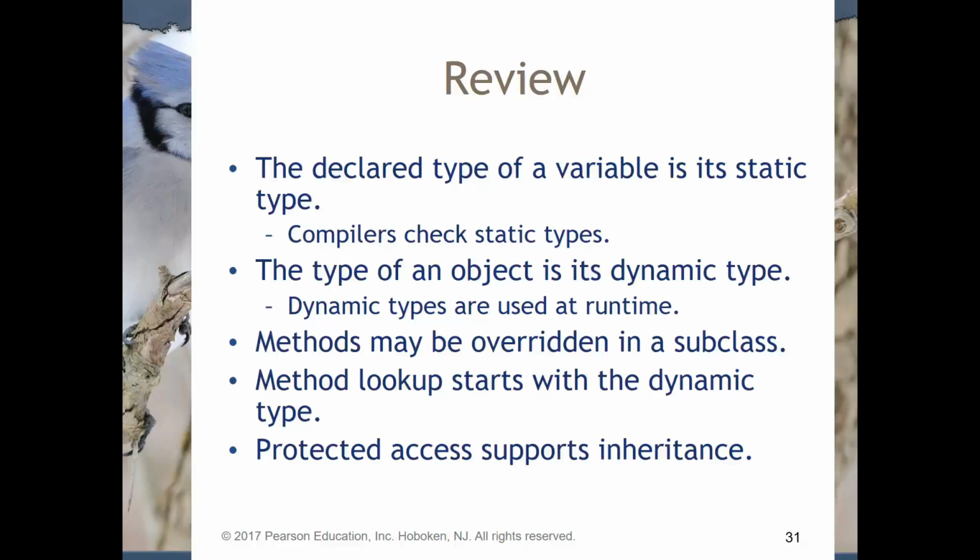To review, the declared type of a variable is static. Remember, that's the part on the left. Dynamic is the part on the right. Methods may be overridden in a subclass. Method lookup starts with the dynamic type, and then it goes from there. And protected access supports inheritance, but you want to limit your use of it as much as possible. With that, that's the end of the lecture for Chapter 11.